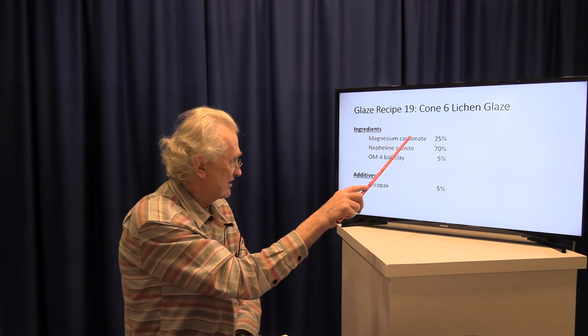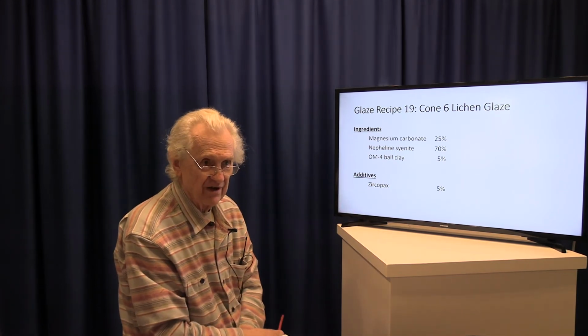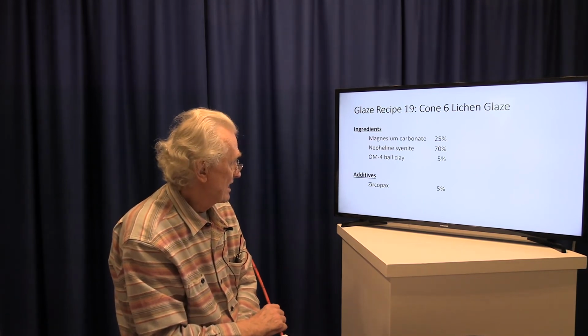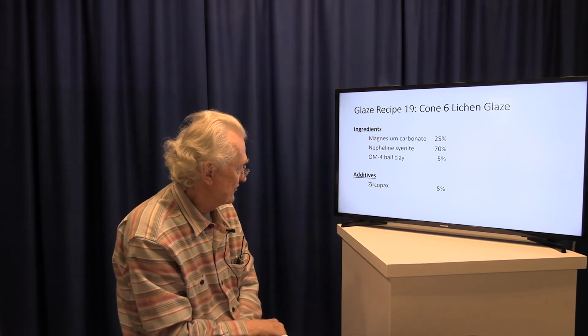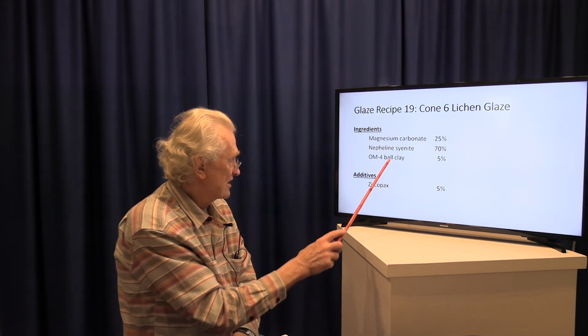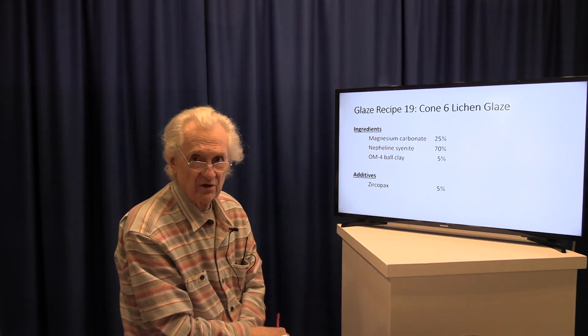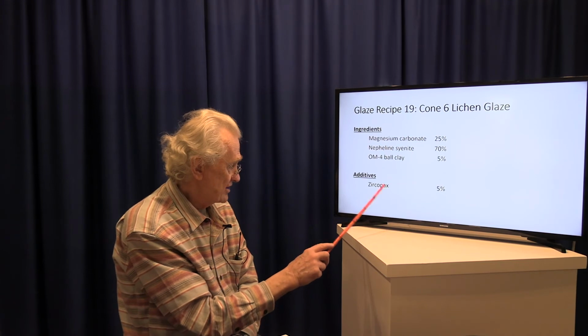It has very little silica in it, so it's going to be... Lichen's a good name for it. It's going to have a sort of dried, cracked appearance. Okay. And I'm not sure why, again, you'd need the zircon. That's an opacifier, because the magnesium carbonate is going to make it white also. So I'm not sure why you need the zircon packs.